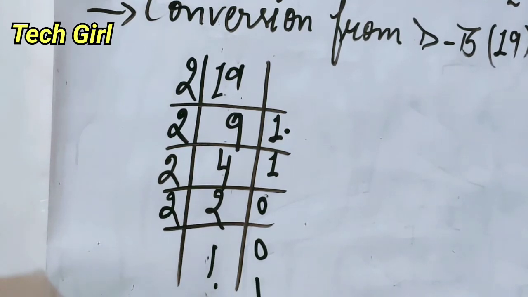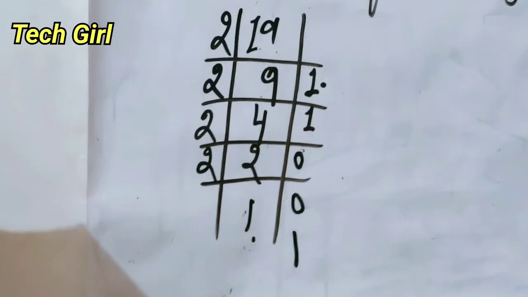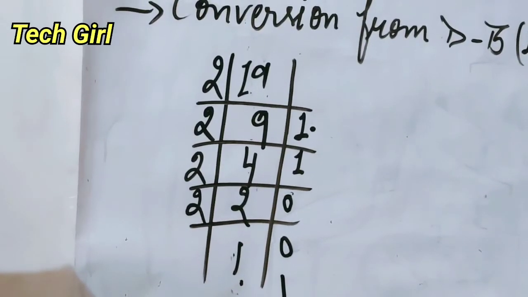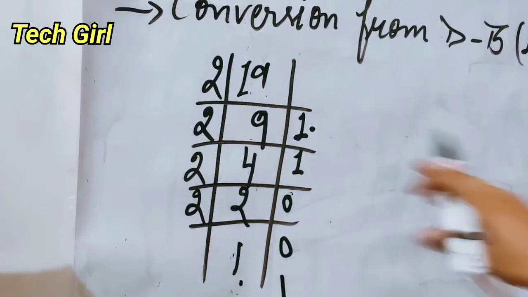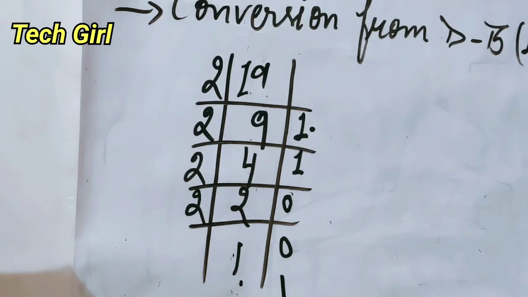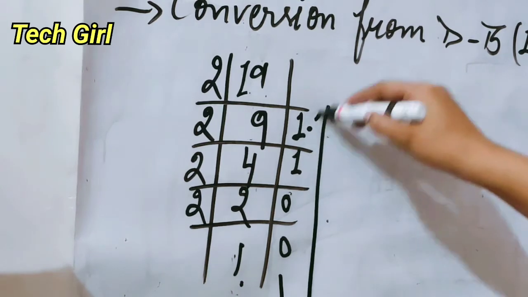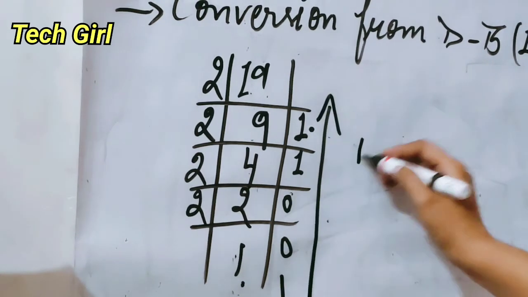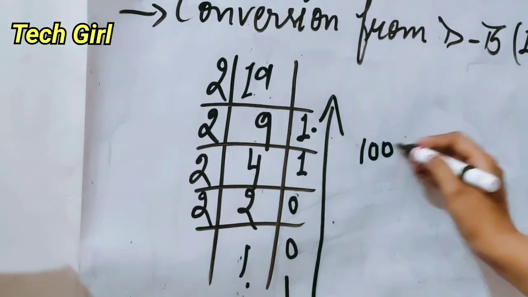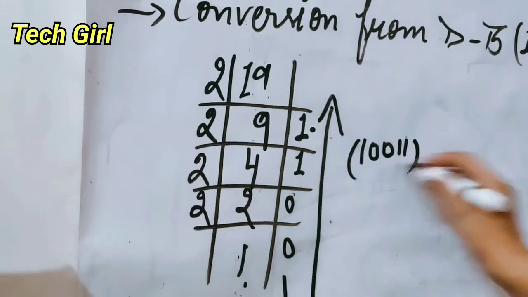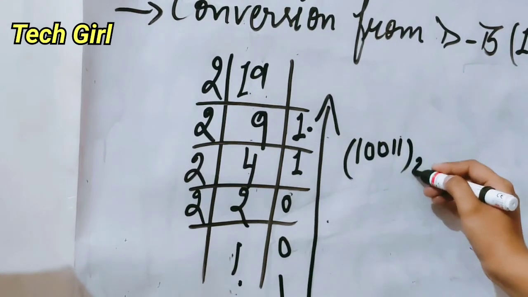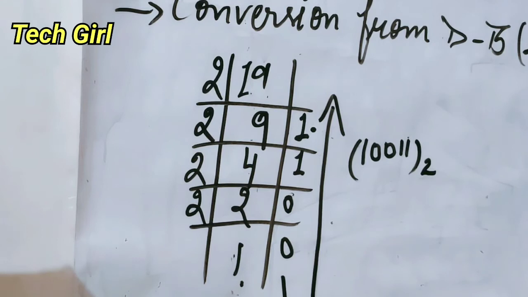One thing which is very important is that students used to make a mistake, they used to write from the top. But if you want to write the answer, if you want to write what is the equivalent of 19 in binary, then you have to use the bottom to top approach. It means you will write 1, then 0, 0, 1, 1, bracket close, then its base. It's very important in exams also.